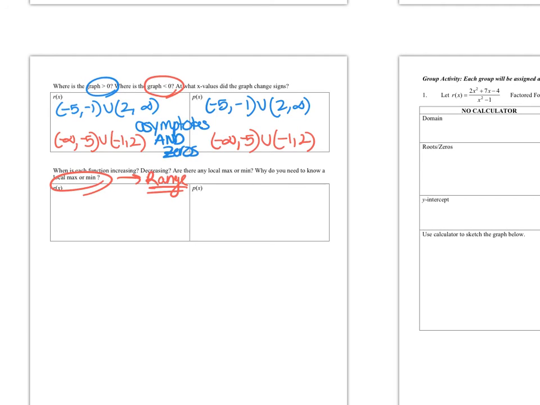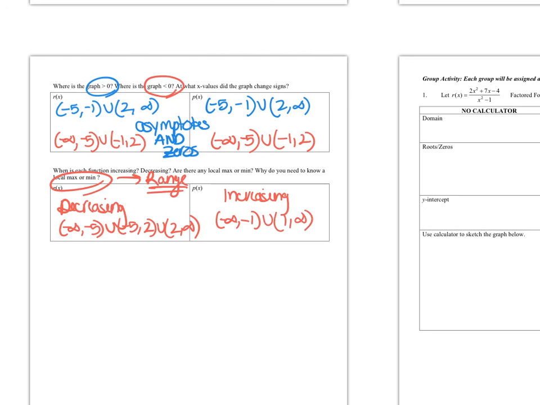R of x is decreasing everywhere, but we cannot include the asymptotes. And then p of x is increasing everywhere. Again, you cannot include asymptotes here. So -infinity to -1, and then -1 to infinity. R of x is never increasing. P of x is never decreasing.